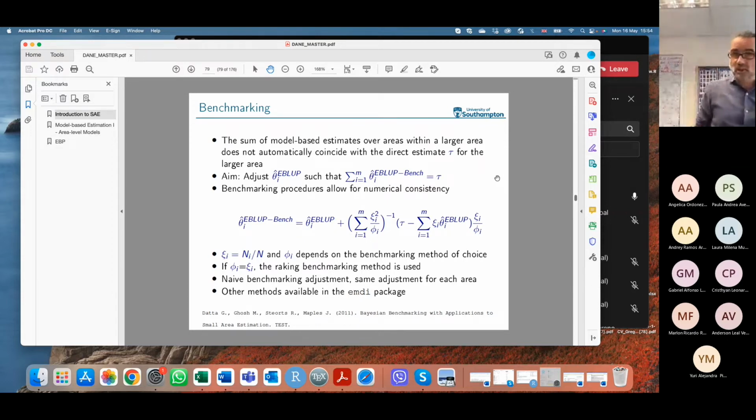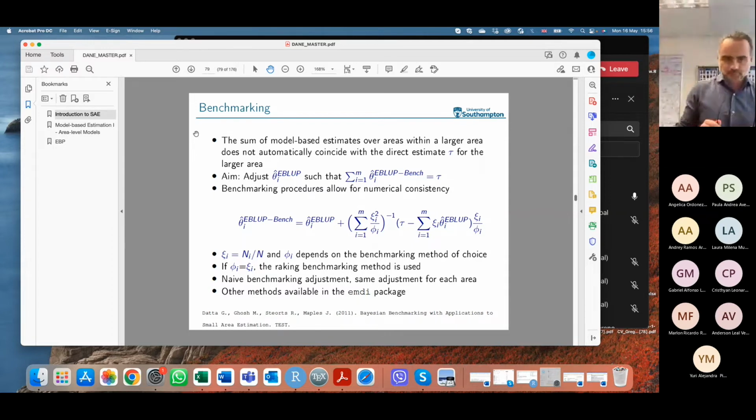The other thing you may want to do, and I know that was part of the specification of the curriculum, is you may be interested in benchmarking. So what is benchmarking? Benchmarking means that you want the small area estimates within a bigger area, so say we have municipalities, when they are aggregated up to department, say for example, to coincide with the direct estimate at the higher level. So this is not automatically achieved, but it's a very important property for a National Statistical Office.